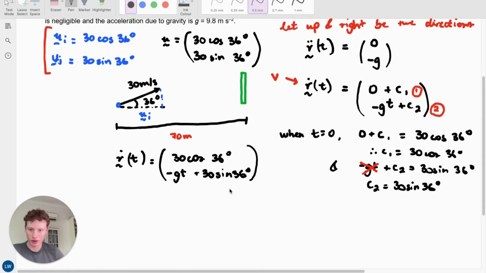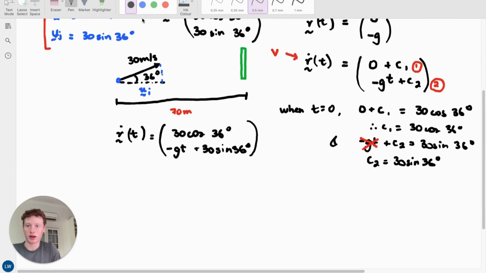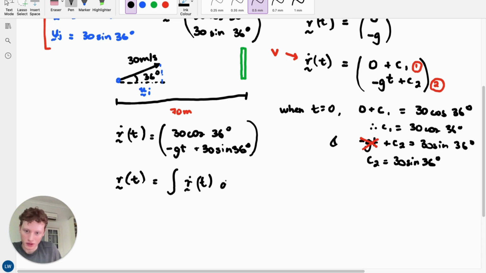Right. So carrying on now here, we need to find our position in order to be able to model the motion of the ball. And that is just one more integration away from where we were. So we've got velocity. Now to find position, it's just r without a dot in terms of t. And again, we're integrating here, so I might just actually write it out properly this time. So this is the operation we're working.